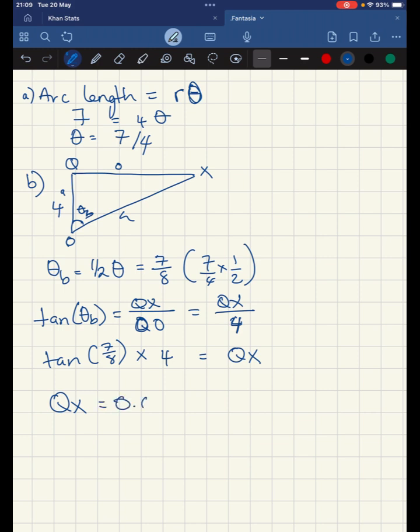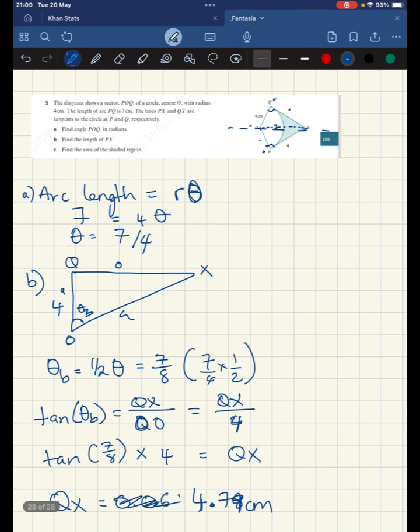equal to 0.06. Excuse me, that's in degrees. So to get it to radians, we say 180 over pi, and always make sure that you have the right measurements. So it's 7.8 or 7.9 centimeters, right? That's QX. Okay, and now if we go back, they say find the area of the shaded region, right? So how do we find the area of the shaded region?